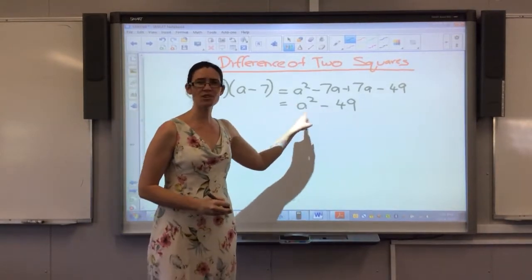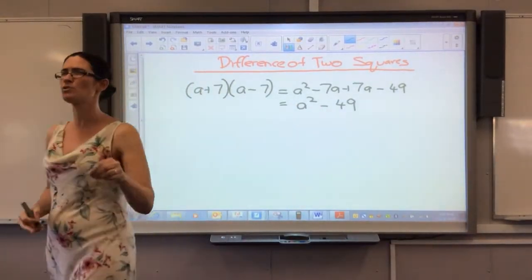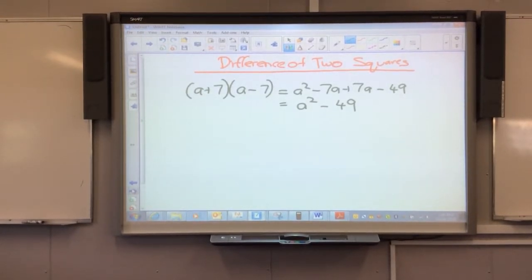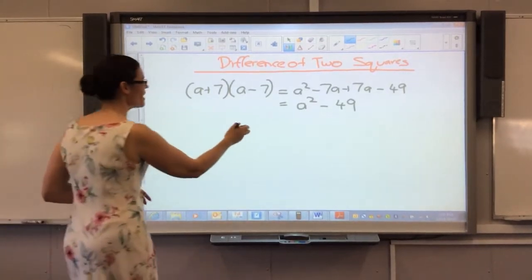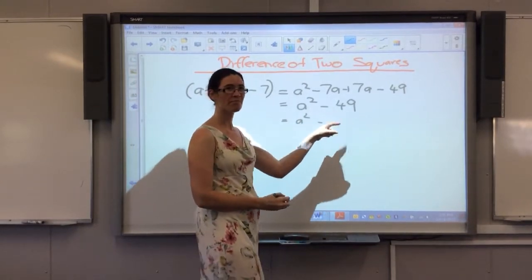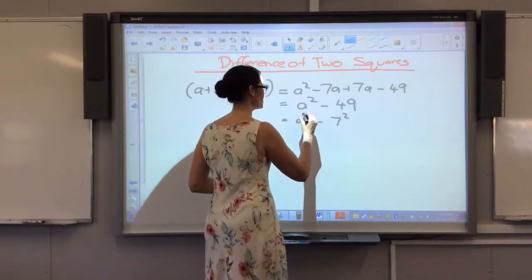Leaving me with a squared minus 49. This here is called the difference of two squares. Why? Because it's the difference, and they're two squares. Because this one is a squared. What's this one? 7 squared. 49.